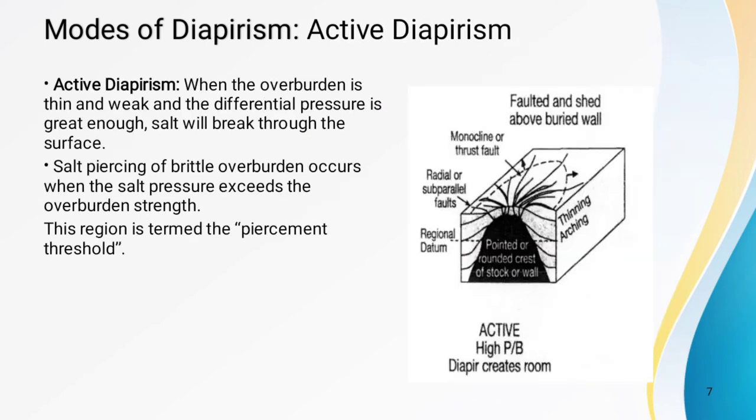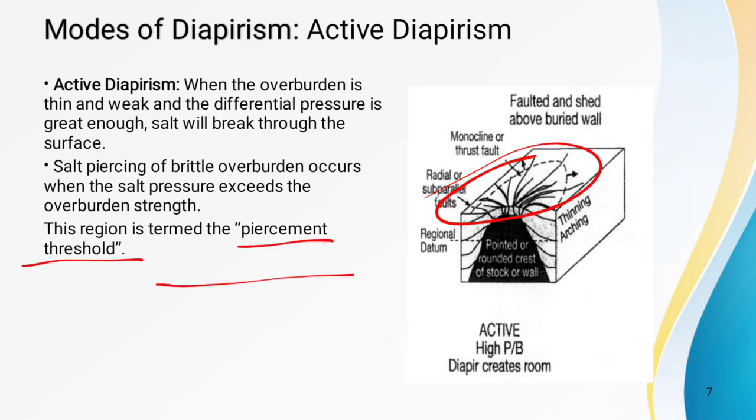Now that was the reactive type. Now what is the active type? When the overburden is thin and weak, the differential pressure is great enough for salt to break through the surface. Salt piercing of a brittle overburden occurs when the salt pressure exceeds the overburden stress.